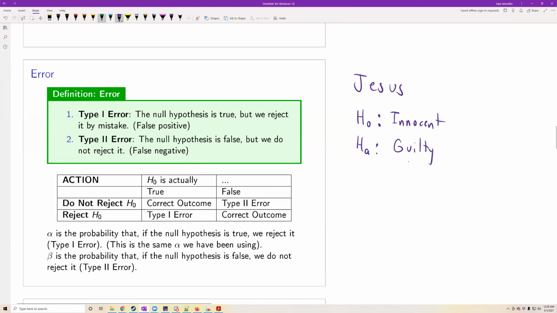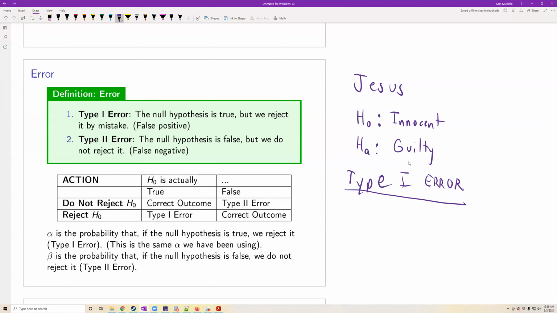This is type 1 error. The null hypothesis was true, but they rejected it. They believed he was guilty, and they killed him. Now, Jesus, again, whether or not you believe this is true, according to the Bible, Jesus was a pretty good guy. He was a type 1 guy. So that's type 1 error: when the null hypothesis is true, but we reject it anyway. To remember that, think of Jesus.